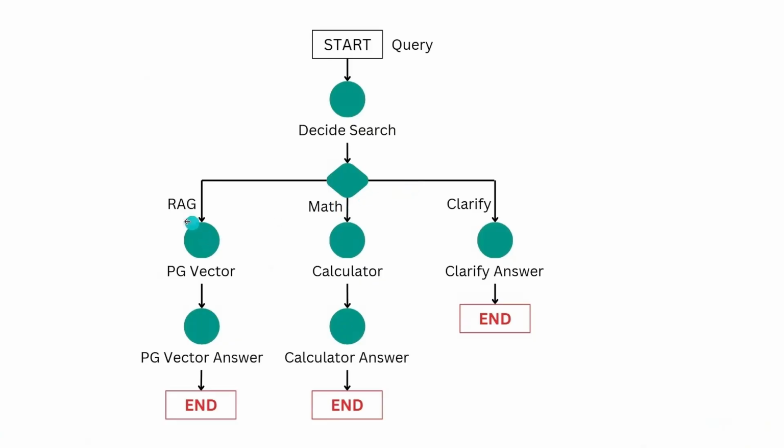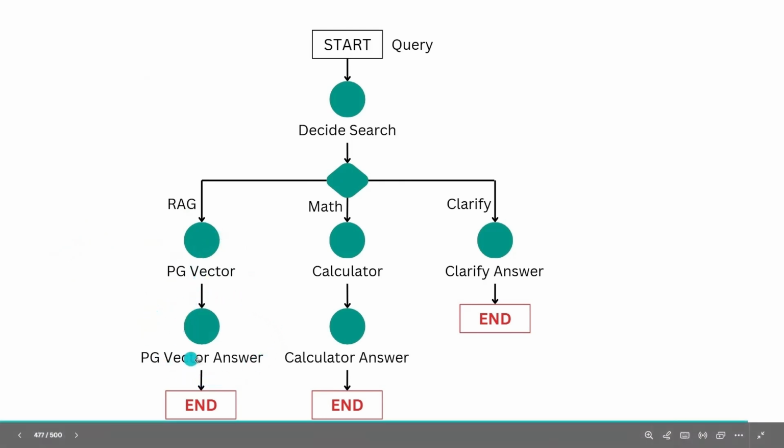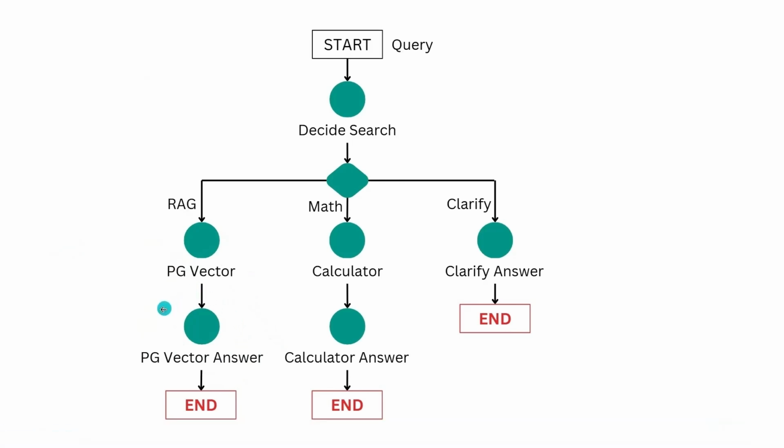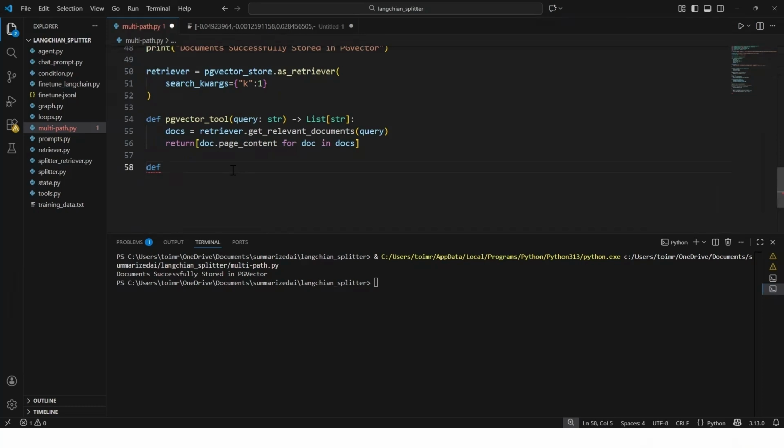So what we discussed earlier, we are going to have this PG vector node, and this PG vector node will call the PG vector tool, and that is going to call the database. We have the pg_vector_tool. Now what we require is the pg_vector_node. Great. Now after this node, we require the pg_vector_answer to return this answer to the end user. Good. So let's go back to our Visual Studio and define the pg_vector_node.